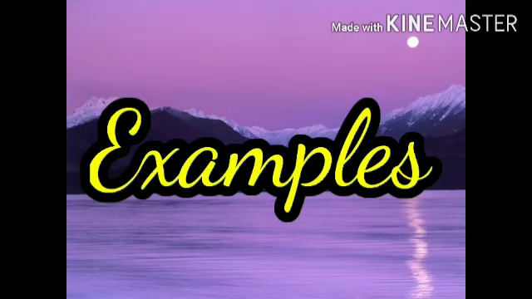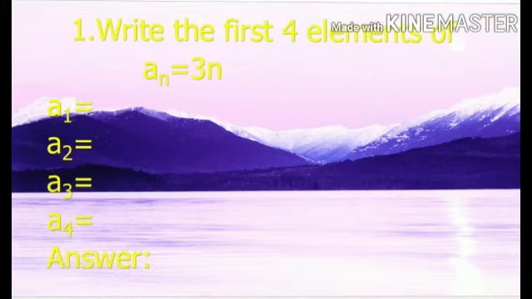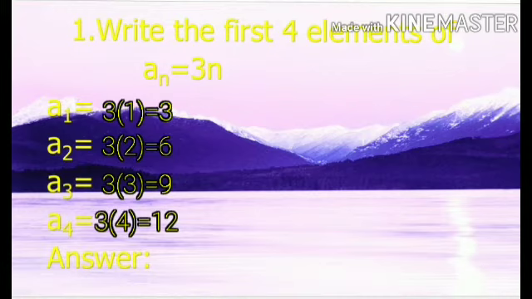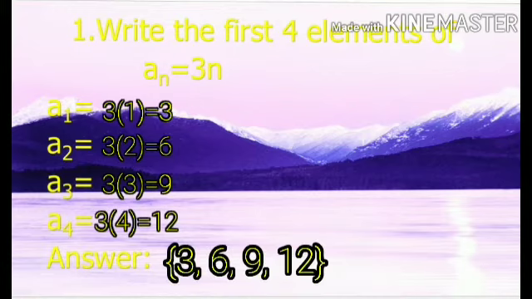Writing the first n elements of the sequence whose general term is given. Let me give you some examples. Write the first four elements of a sequence whose general term is a sub n is equal to 3n. For the first term, substitute 1 to n so that we will have 3 times 1 is equal to 3. So 3 is the first term. By substitution, the second term will be 6, the third term will be 9, and the fourth term will be 12. So the first four elements of a sub n is equal to 3n are 3, 6, 9, and 12.